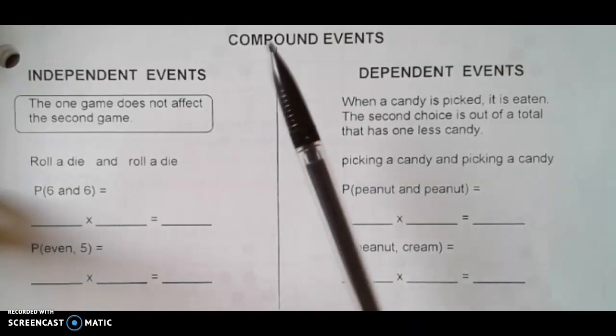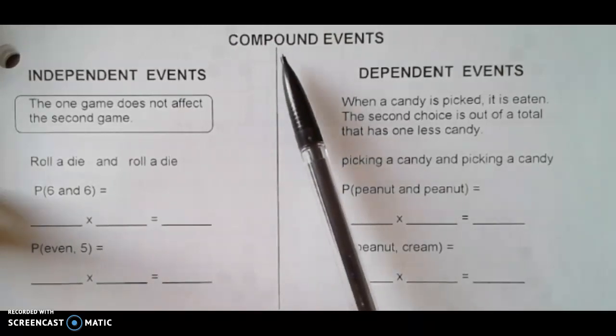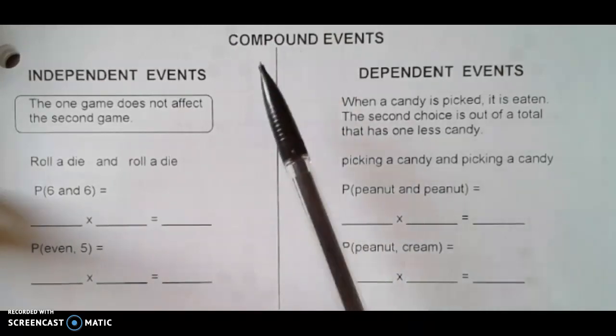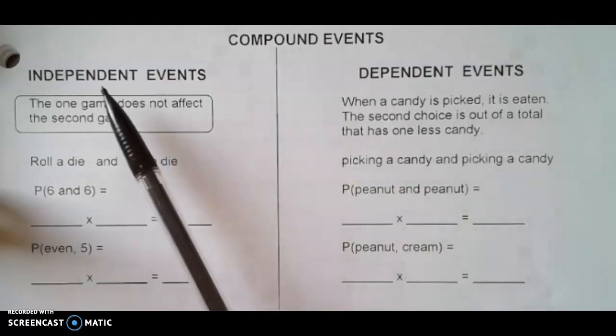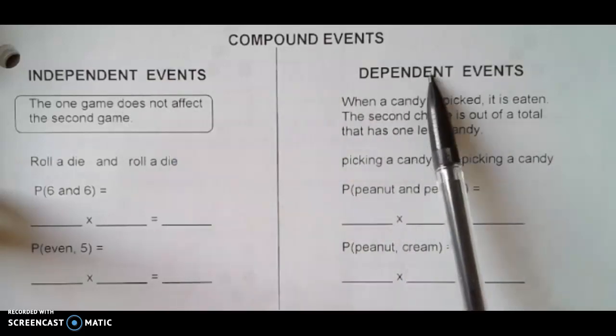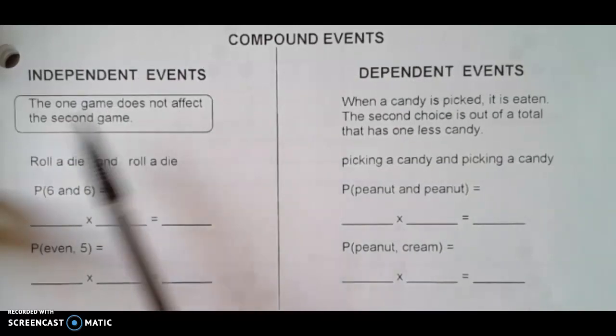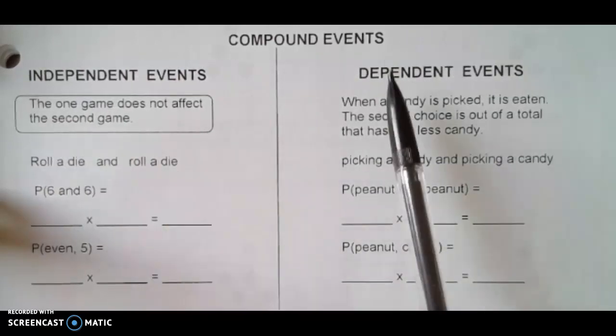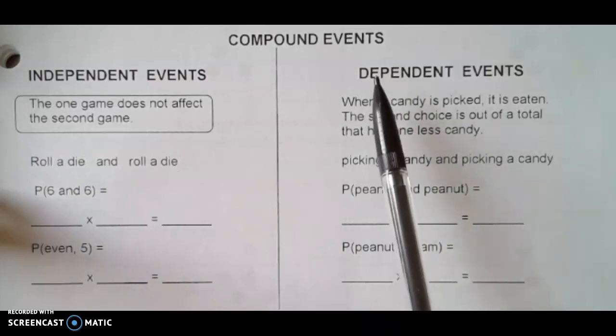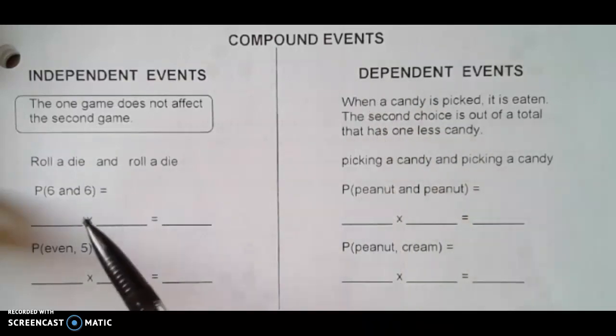So when we talk about compound events, again, that's more than one event happening. So it could be 2 events, 3 events, etc. And they can either be independent or dependent. Remember, independent is when one event or one probability does not affect the second. But with dependent events, that's when the second probability is affected by the first probability.